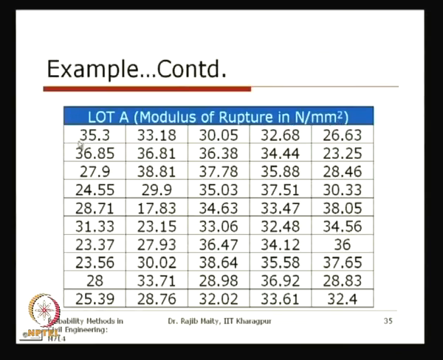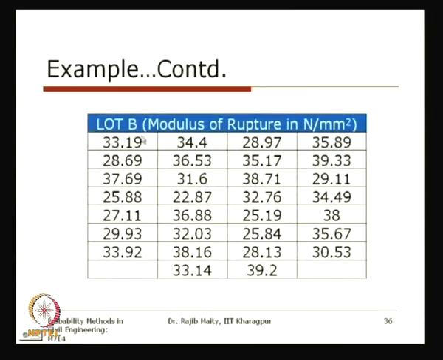So this is 35.3, and like this you can see that this is a 5 by 10 column. All this data refers to the modulus of rupture for the 50 samples supplied in lot A. Similarly, in lot B, these are 30 data points of the modulus of rupture in Newton per millimeter square, which is supplied in lot B. Now we have to test whether both these data sets are from the same population or not.